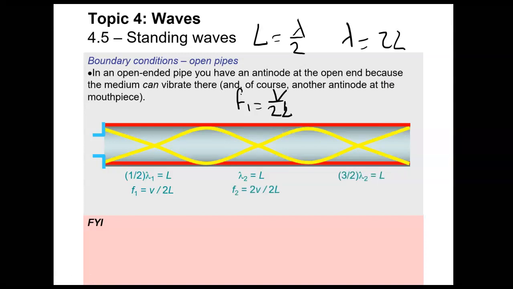And then this would be the third harmonic. So you do get all the harmonics with this, and the equations come out looking really similar to a standing wave on a string. This is 3V over 2L.